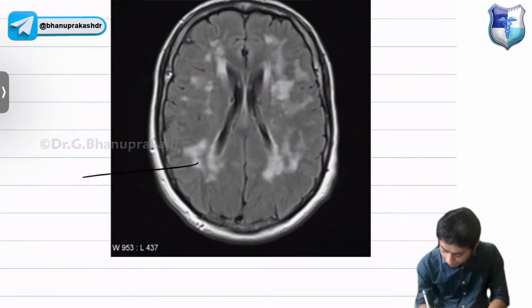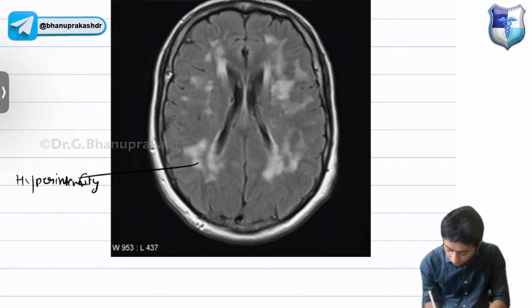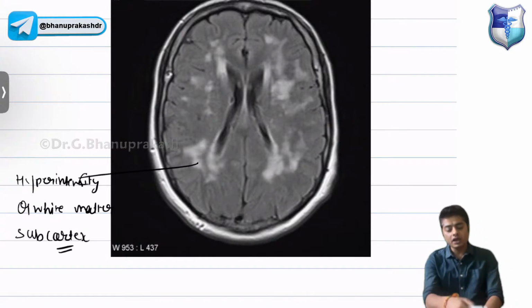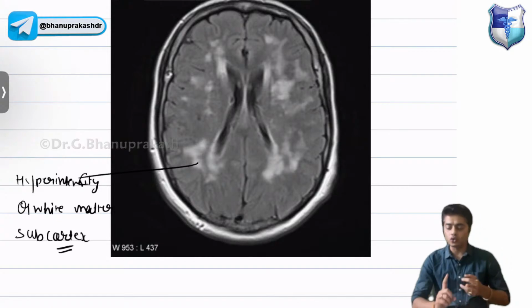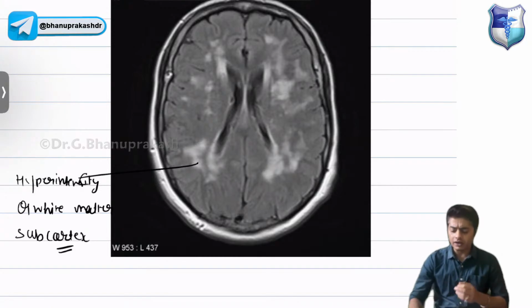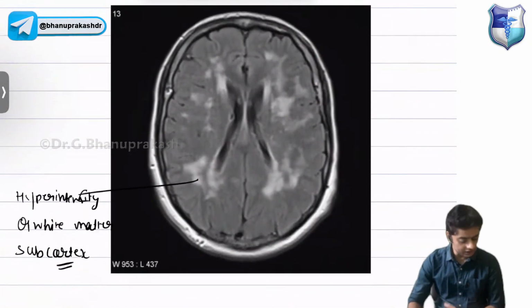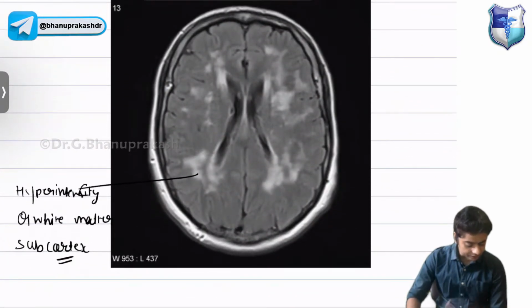what did we find? There is hyperintensity of white matter, and that also in your subcortex. So what will be the diagnosis? White matter hyperintensity. Stroke is there, maybe lacunar stroke. Headache history is there, family history is positive. It is CADASIL.